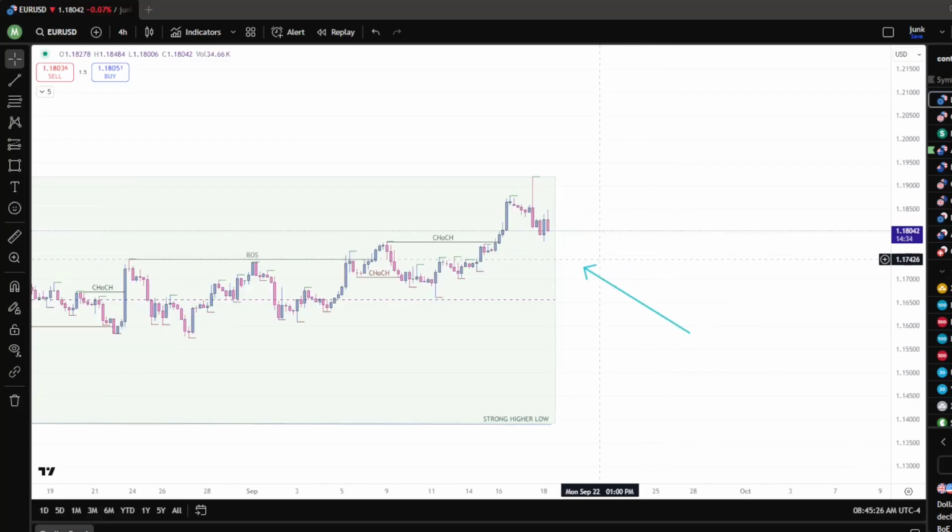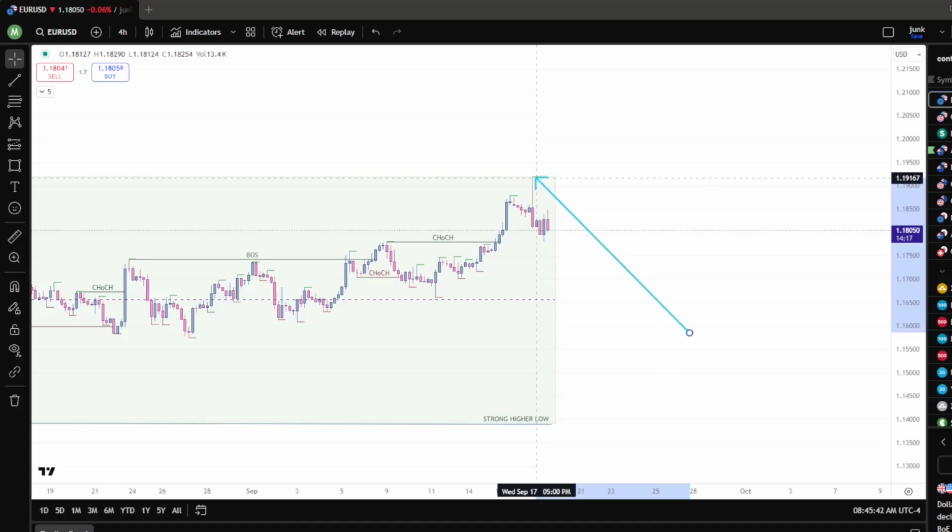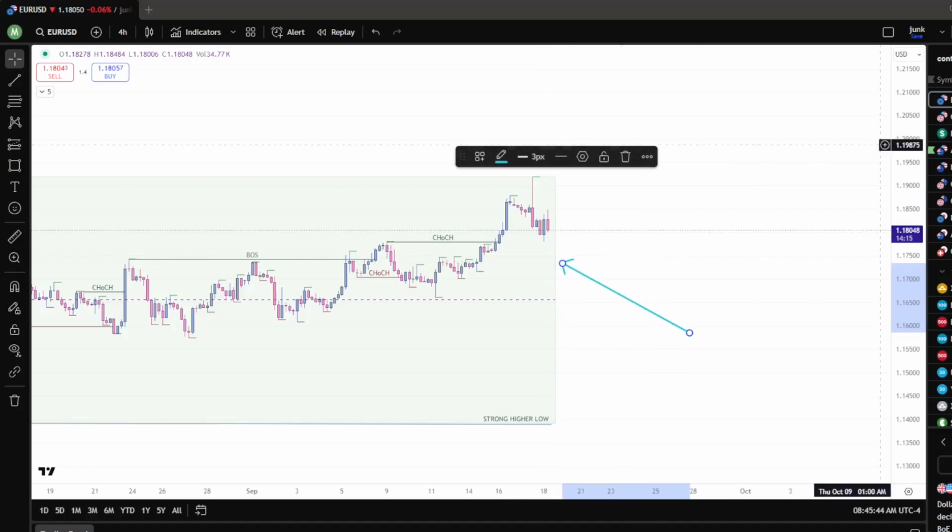Looking for any type of retracement, any type of momentum shift. Looks like it's coming down, of course, back into this area of demand. I'll go down to a lower time frame and look for any type of buying opportunity in order to expect prices to target the highs of this overall range.